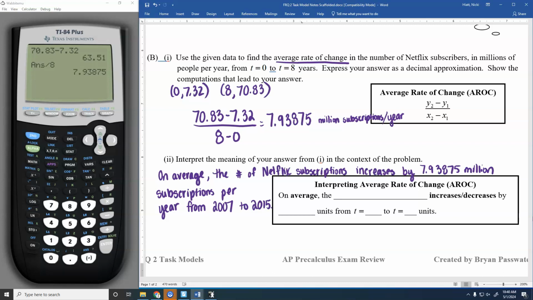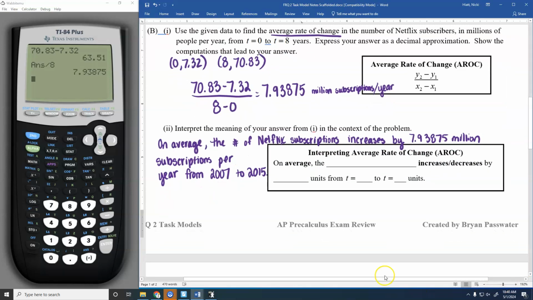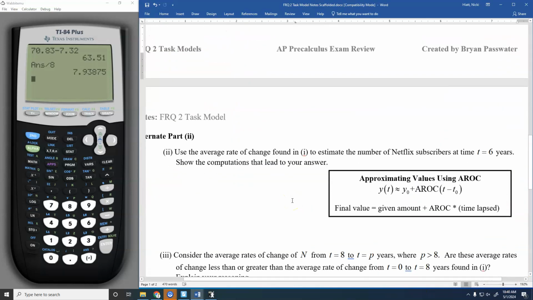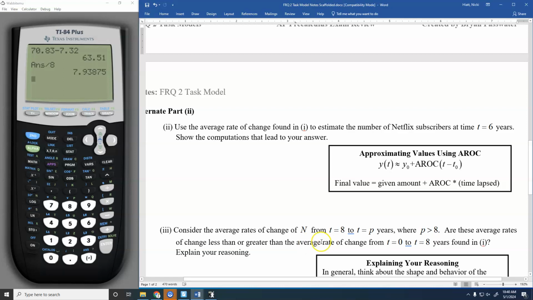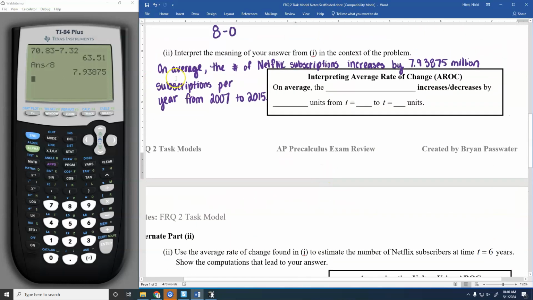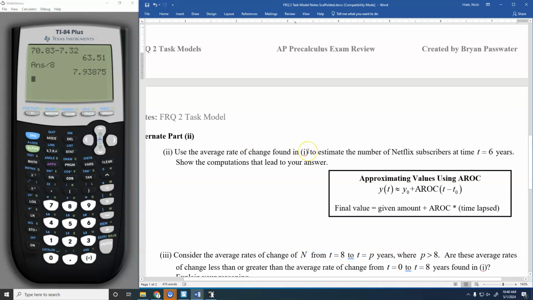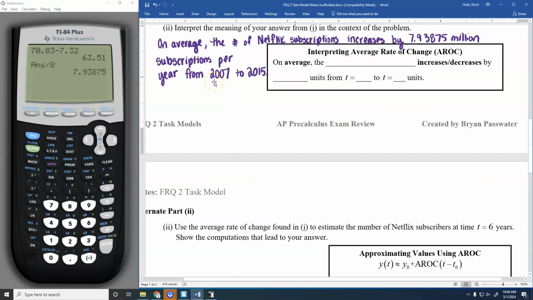Everybody good there? All right, so for the second part and third part, he gives a couple different things that they might ask you for. Instead of asking you to interpret, they might ask you to predict using that average rate of change. So what we're finding is subscriptions is growing at 7.93875 million per year. So you have a starting point and you're growing that many per year if we're looking at this linearly.